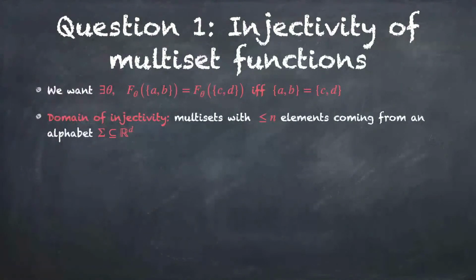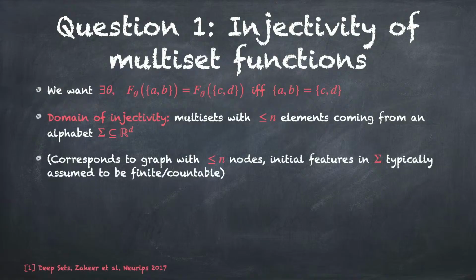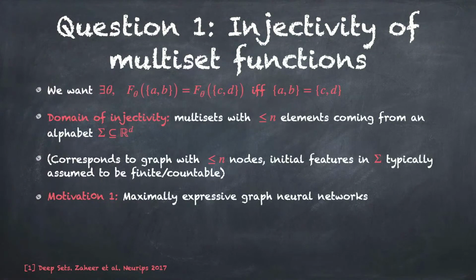This could be continuous or countable or finite. Usually, if you want to get some result on graph neural networks, then this little n would correspond to the maximal number of nodes in the graph, and sigma would correspond maybe to the initial alphabet. So let's say you have one-hot encodings or something like that, which is some sort of finite encoding. If the features are finite, it will be finite. If the features are continuous, it could be continuous. So that's maybe our first motivation.